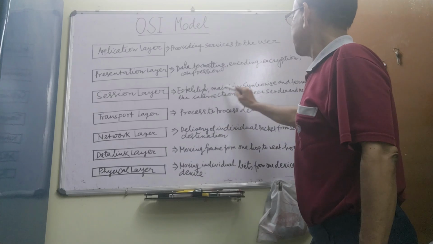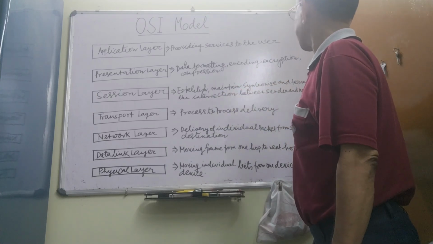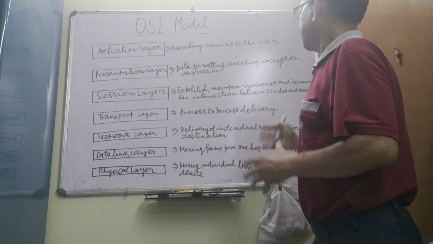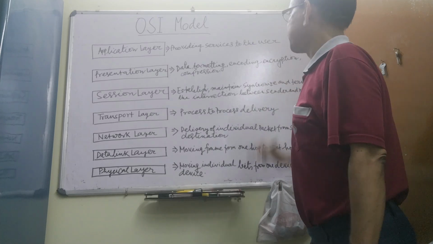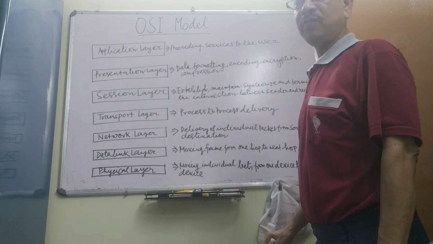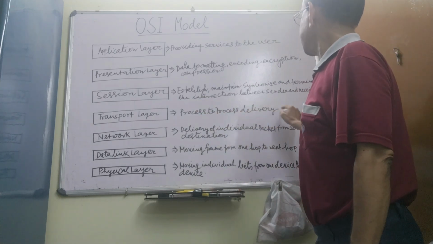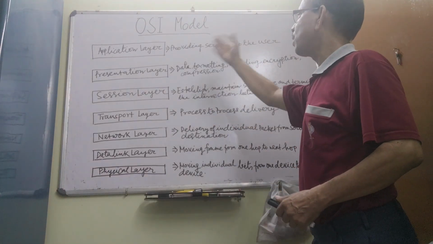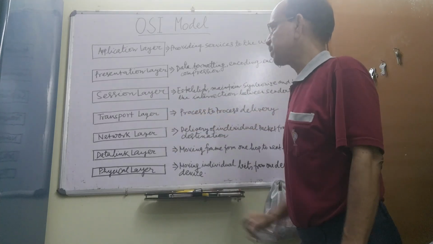Session layer: establish, maintain, synchronize, and terminate the interaction between the sender and receiver. Transport layer: what is the function of the transport layer? Process to process delivery. That is, our data or file can transfer from one machine to another machine, so process to process delivery with the help of the transport layer.